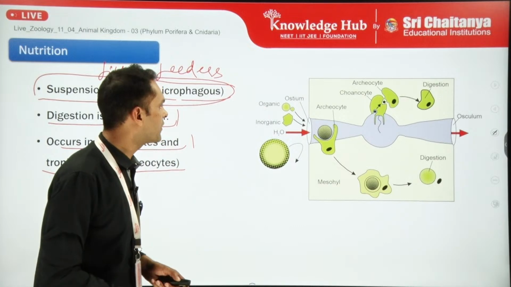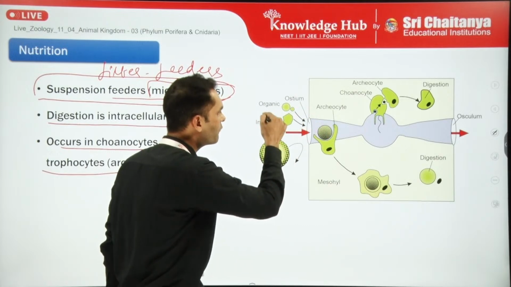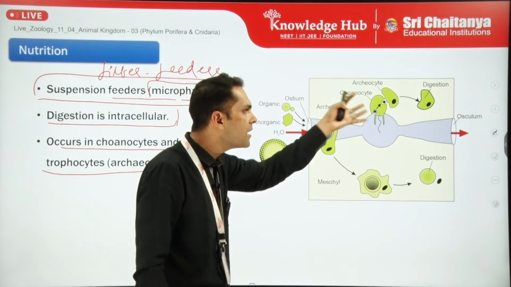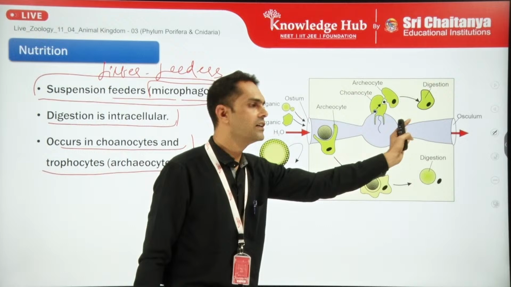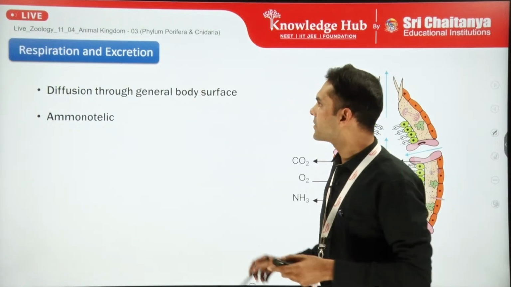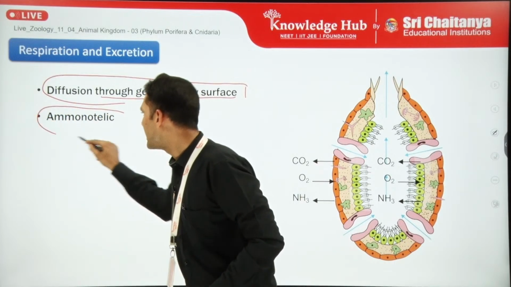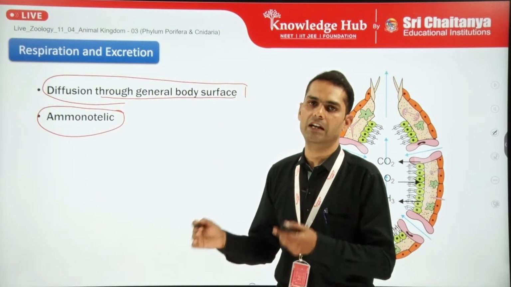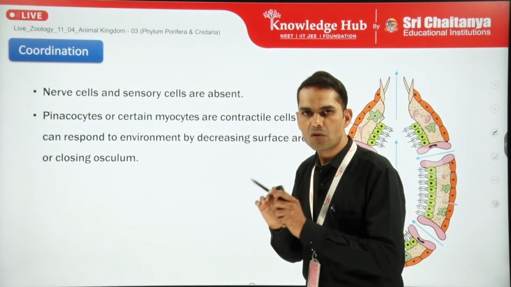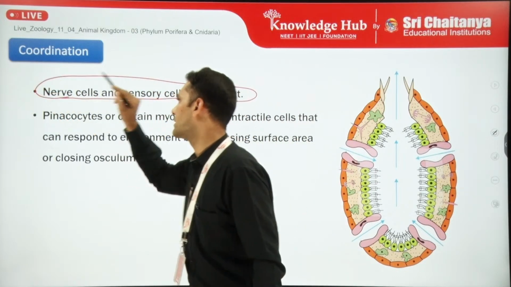Right? Now moving further, this diagram depicts that when the organic substances, the food material, along with inorganic substances enter through the pore, archaeocytes and choanocytes engulf it, carry on the digestion, and the rest leaves by the osculum. Okay? So, gas exchange, respiration and excretion occur by diffusion through the general body surface, and they are ammonotelic. That means the nitrogenous excretory waste will be ammonia. Okay? Now coming to coordination, there is no nervous system of any type. So nerve cells and sensory cells are absent.